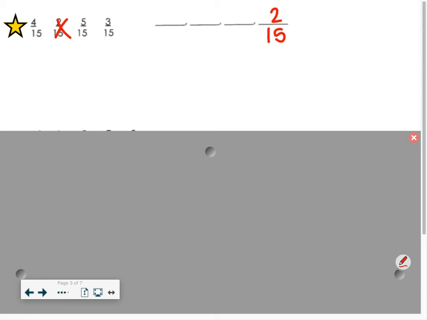What is going to be the next smallest? Lauren? What'd you say? 3/15. Bingo. What do I know is going to be the biggest fraction? Lexi? 5/15 because it has the biggest number in the numerator. And what I have left is what? 4/15. Okay?